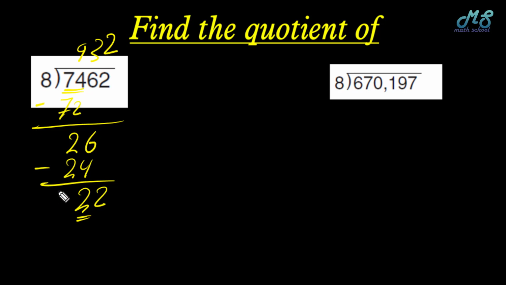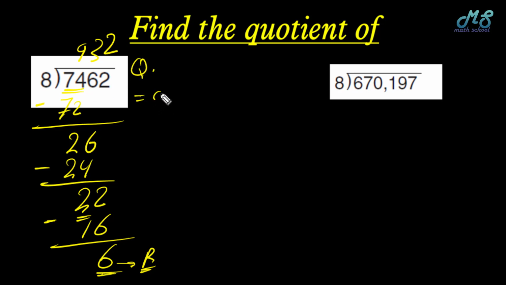2 times 8 equals what? Equals 16. Now draw a line and subtract. 22 minus 16 equals what? You have to regroup. Now it will be 12 minus 6 equals 6. Pay attention. 6 is called what, mister? It's called remainder. And the remainder is less than the divisor, we studied before. Now the quotient equals what, guys? Equals 932 with remainder 6.